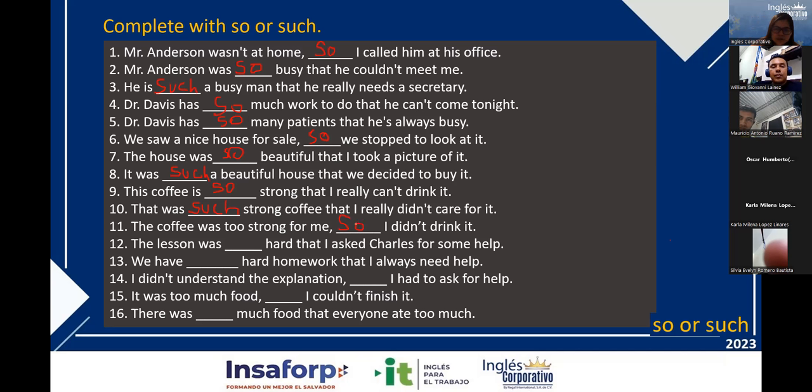Aquí el so está siendo usado como result. The lesson was so hard that I asked Charles for some help. Teacher, I have a question. Tell me. In number 10, why is it such?